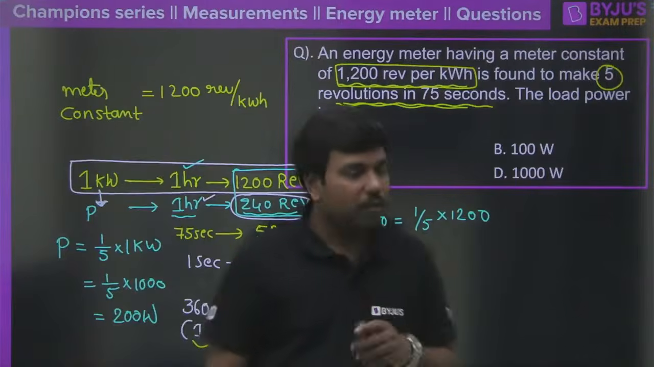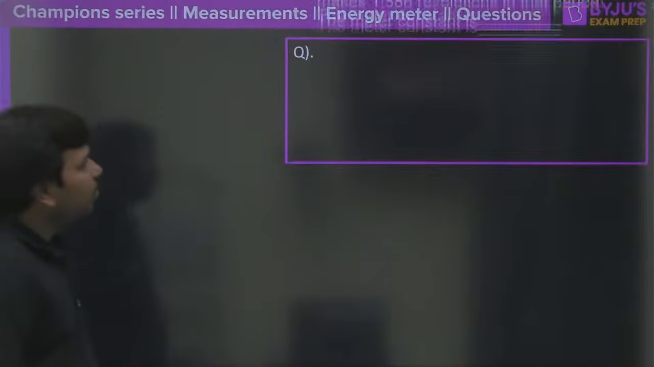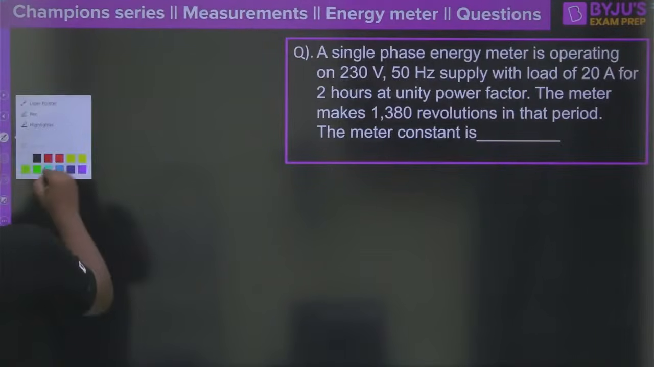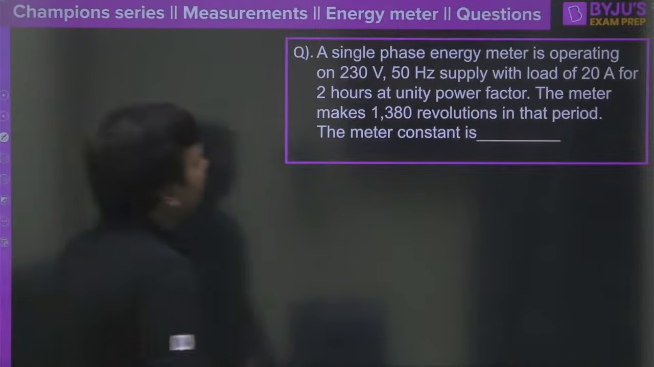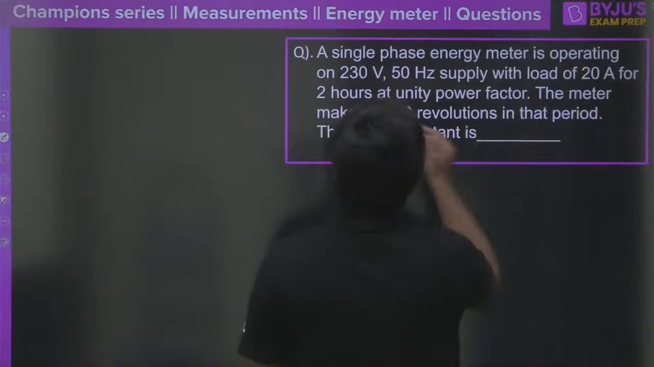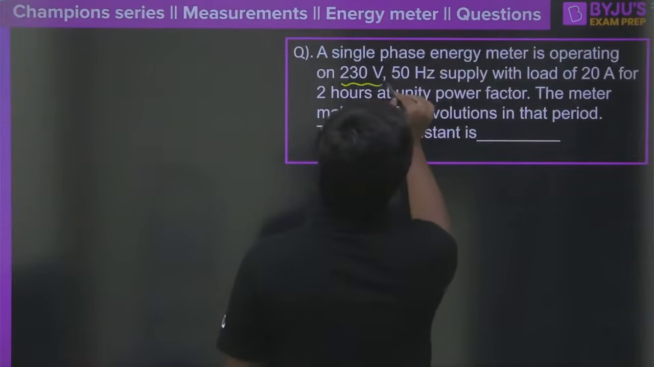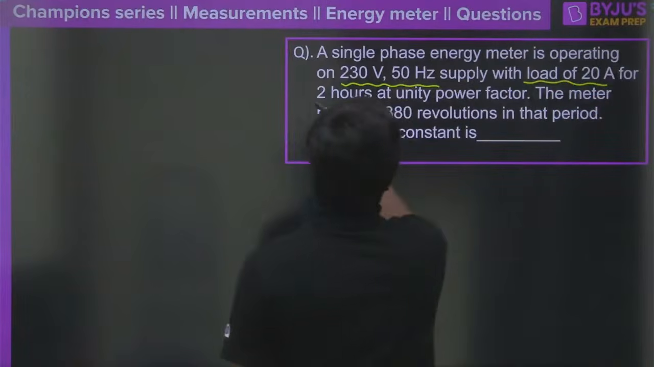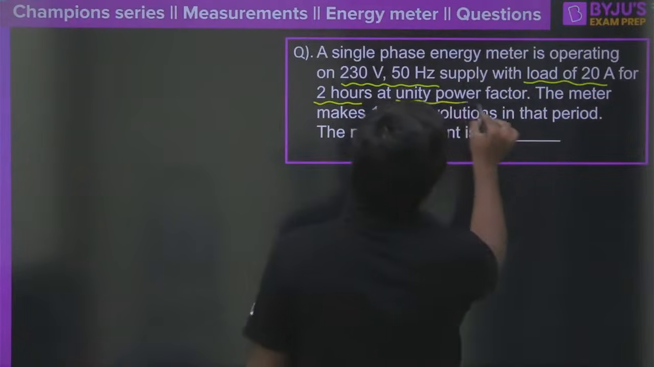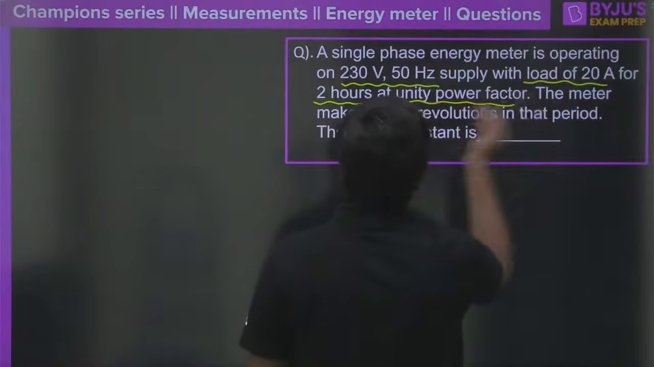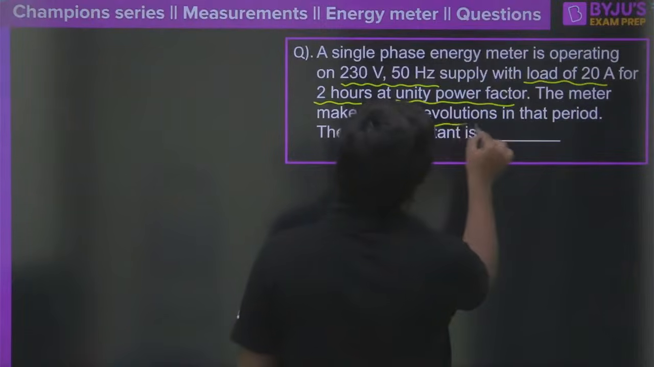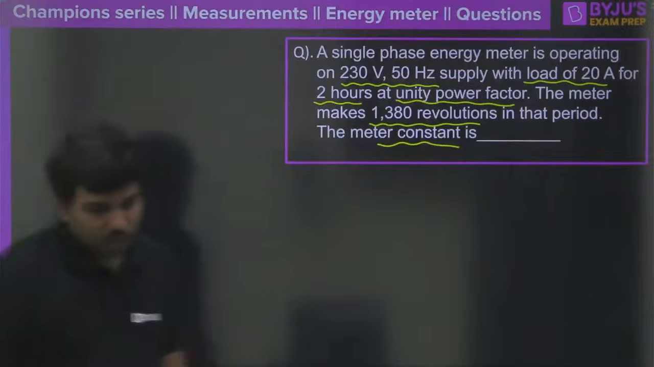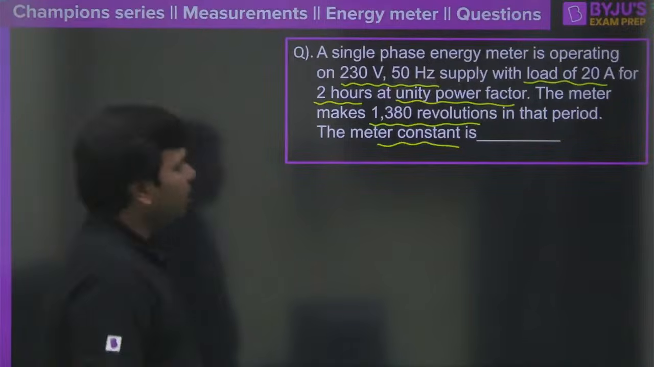Now to make it very clear, let me go to the next question so that you will understand this in a better way. A single phase energy meter is operating on 230 volt, 50 Hz supply with a load of 20 ampere for 2 hours time at a unity power factor. The meter makes 1380 revolutions in that period. The meter constant is dash. Good question. So let us see what the meter constant is here.